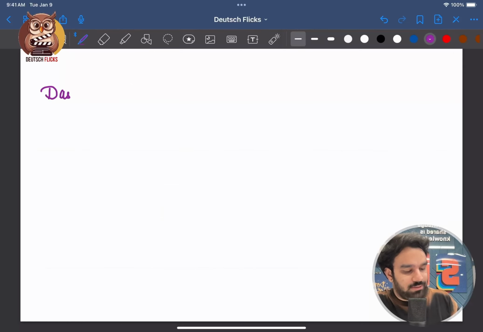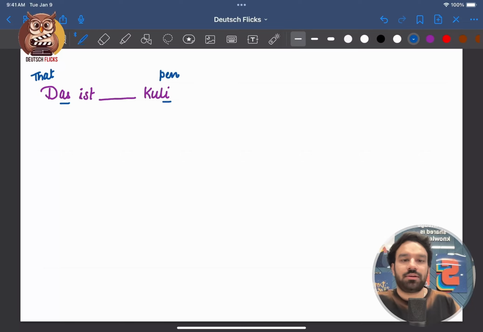Das ist Lücke blank Kuli. Now Kuli means pen, and das, here the meaning of das is not "the" but rather "that." So yes, we also use it as a demonstrative. And I'm giving you this hint that Kuli takes der as an article. So Kuli is masculine in German.